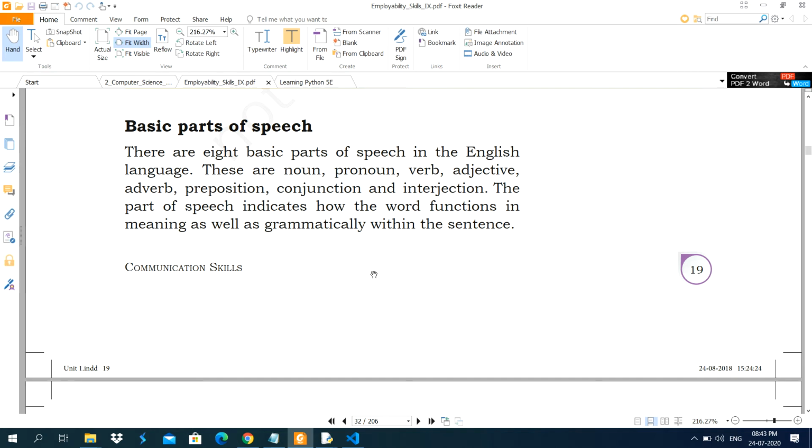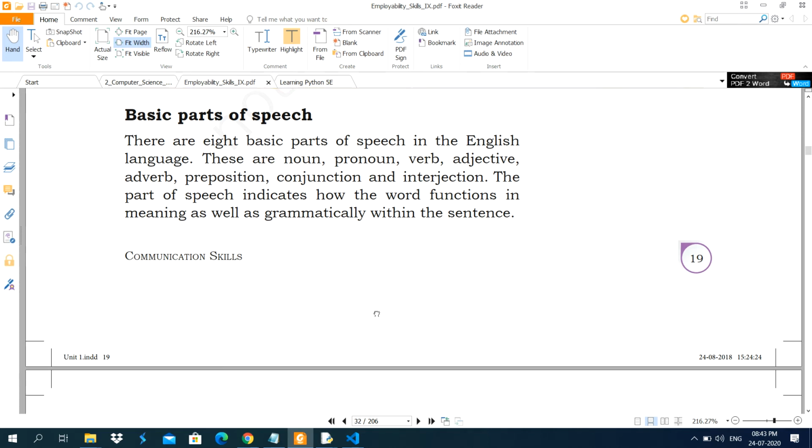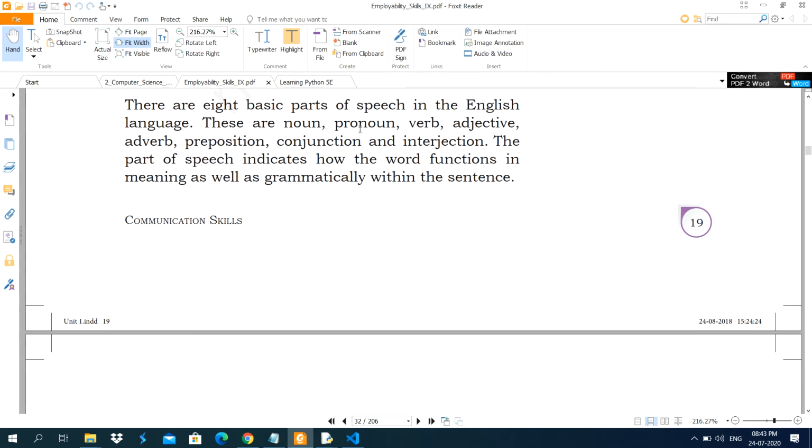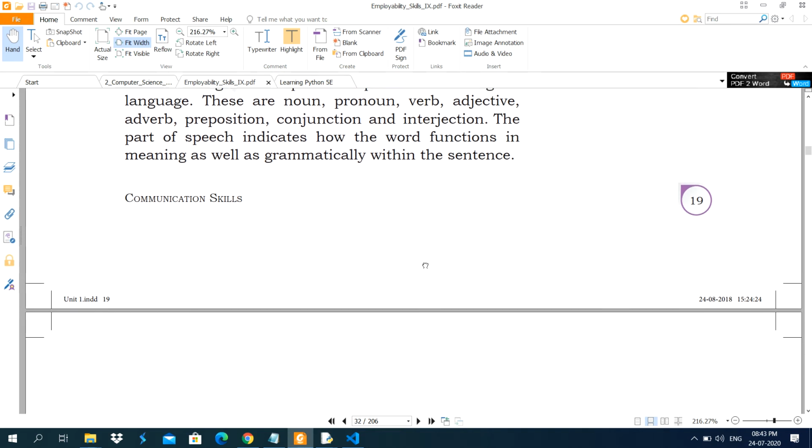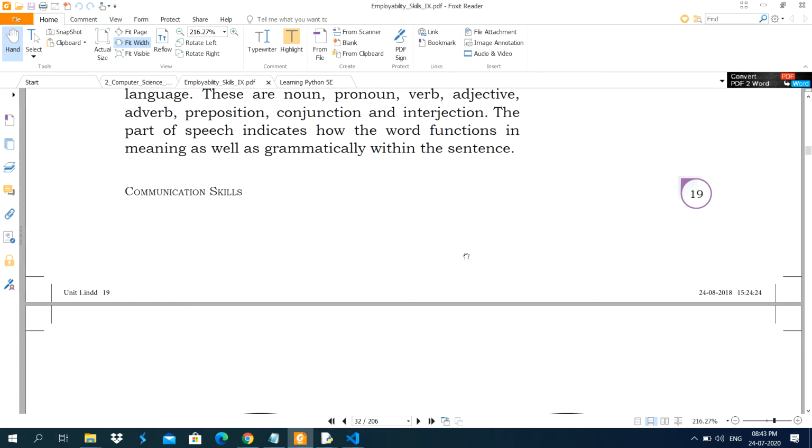Now, basic parts of speech. As we know, the basic parts of speech are the building blocks of any sentence. Without knowing them, we could not form any sentence in English. So, firstly, it is mandatory that you have a good knowledge of the basic parts of speech. There are 8 basic parts of speech in the English language. These are noun, pronoun, verb, adjective, adverb, preposition, conjunction, and interjection.